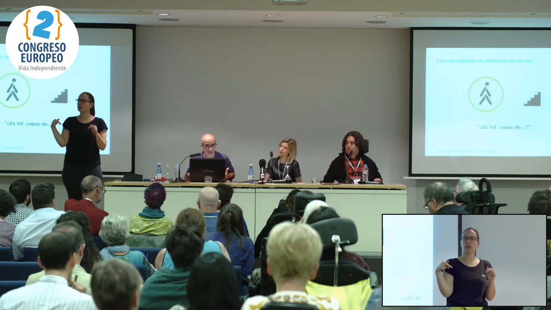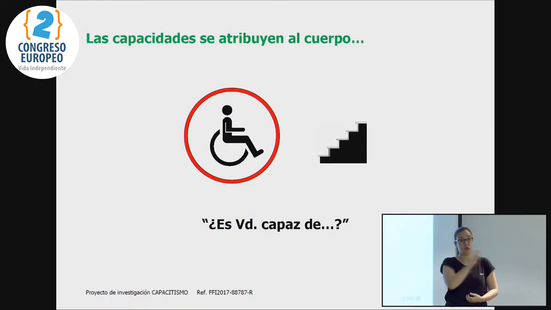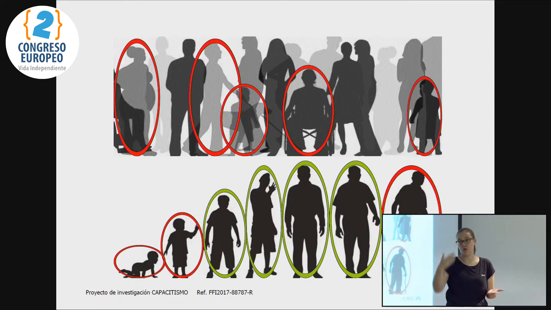Are you capable of going upstairs, for example? Under this attribution of a capability, a person will say, well, if you're speaking about capability, no, I am not capable of going up those stairs. But of course, the problem of a capability of a body is that if we go back to the idea of functional diversity and we look at all these bodies that we saw on the previous slide, we think about things in terms of capability, well, many of these bodies will not fit into this discourse concerning capability.